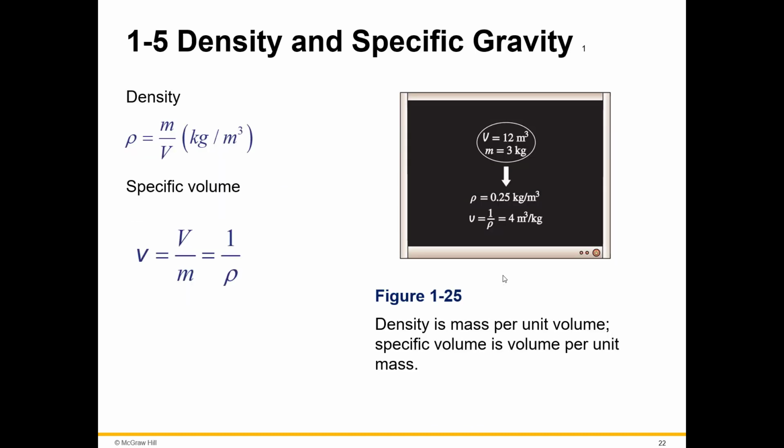So then we're talking about density and specific gravity. Density, you see rho, that's that P over there, is mass over volume, in kilograms per meter cubed. And then you've got specific volume, which is just the per unit mass quantity, right? So specific volume is volume over mass, which equals 1 over rho. Specific volume is the inverse of density. You've got density, you flip it over, you've got specific volume, okay? Density is the mass per unit volume. Specific volume is the volume per unit mass. So just the opposite.